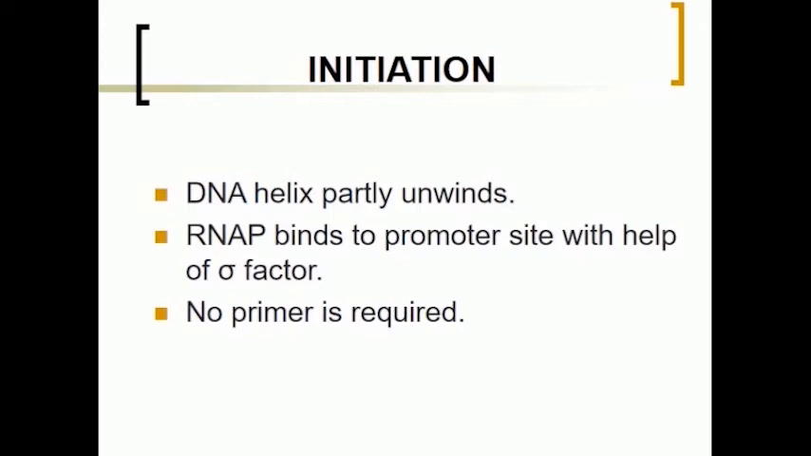So what happens in initiation? For initiation, we need certain regions called promoter regions where RNA polymerase should bind, right? So if you have understood this basic concept, now we are going to see how initiation starts. So the DNA helix partly unbinds. RNA polymerase binds to the promoter site with the help of the Rho factor. We have seen the polymerase has 4 subunits: alpha, alpha dash, beta, beta dash, and another extra factor called the Rho factor. It binds to the promoter site with the help of the Rho factor.